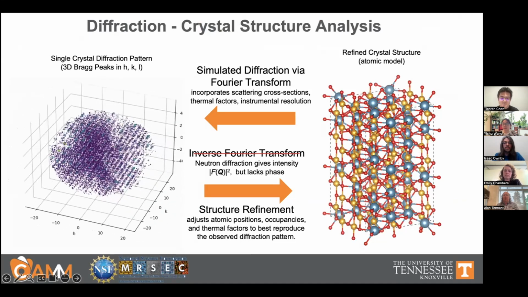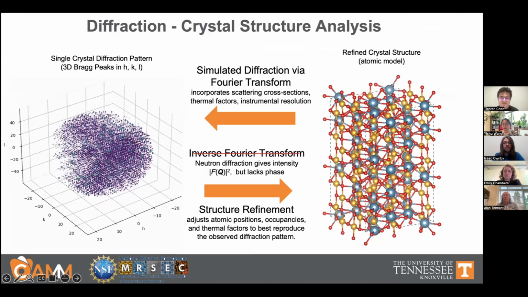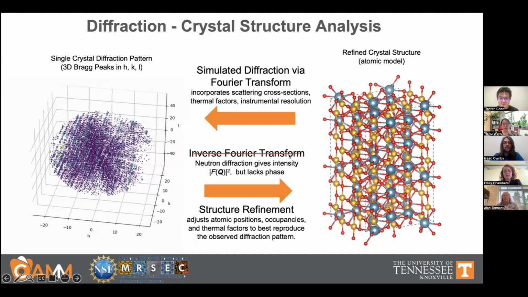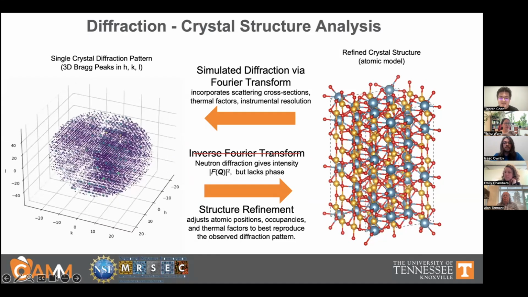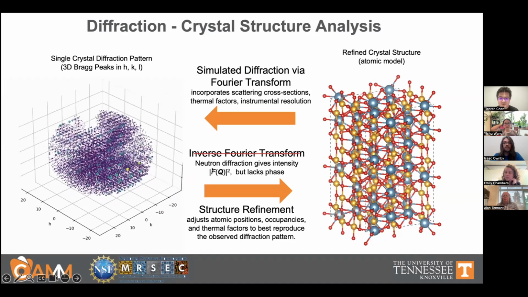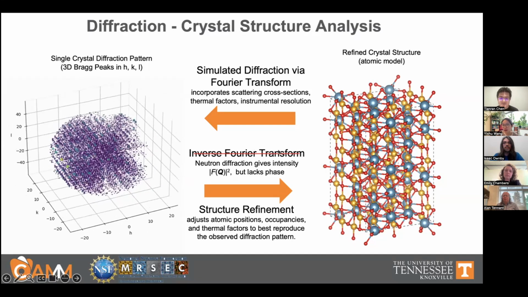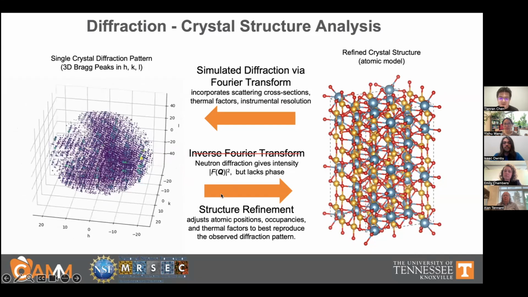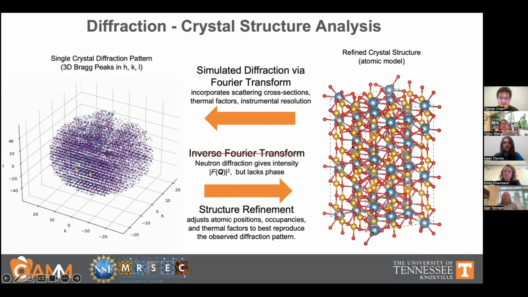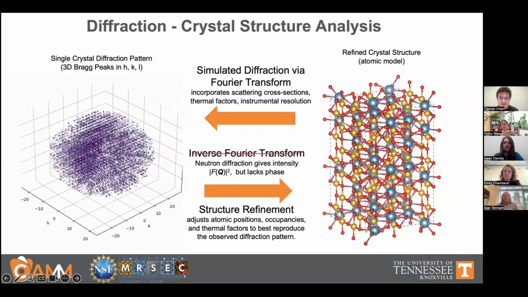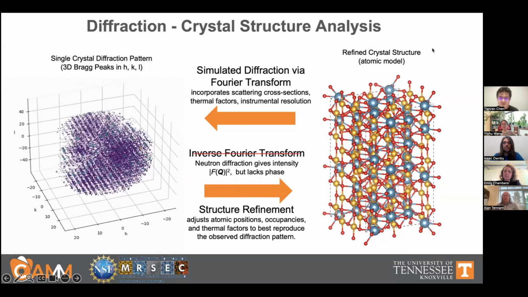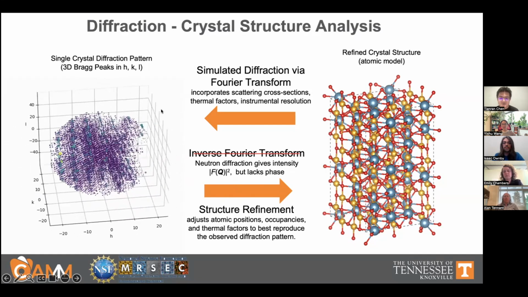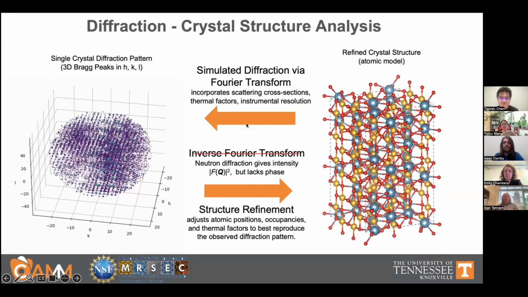One may think that we can directly get the crystal structure from the neutron data by doing an inverse Fourier transform, but that is impossible, because neutron diffraction gives the intensity but lacks the information of the phase. So what we usually do is called structure refinement. That is to adjust the atomic positions, occupancies, and thermal factors of the crystal structure, and then fit the simulation result to the observed diffraction pattern.